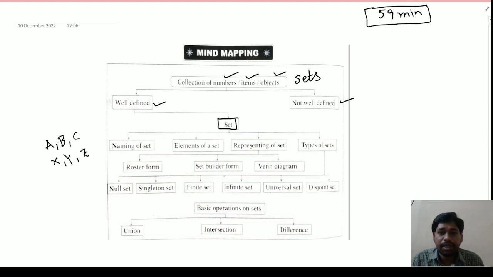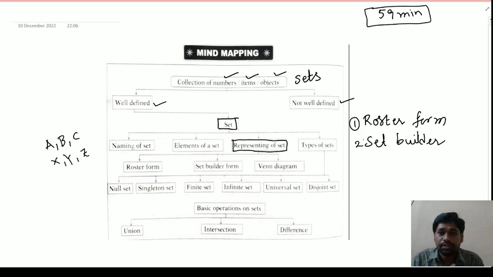The elements are represented in two ways. One is the roster form, the second one is the set builder form. These are the representations of sets. Roster form means the elements of a set are represented separated by commas. Set builder form means the set is represented by means of the property of the elements.